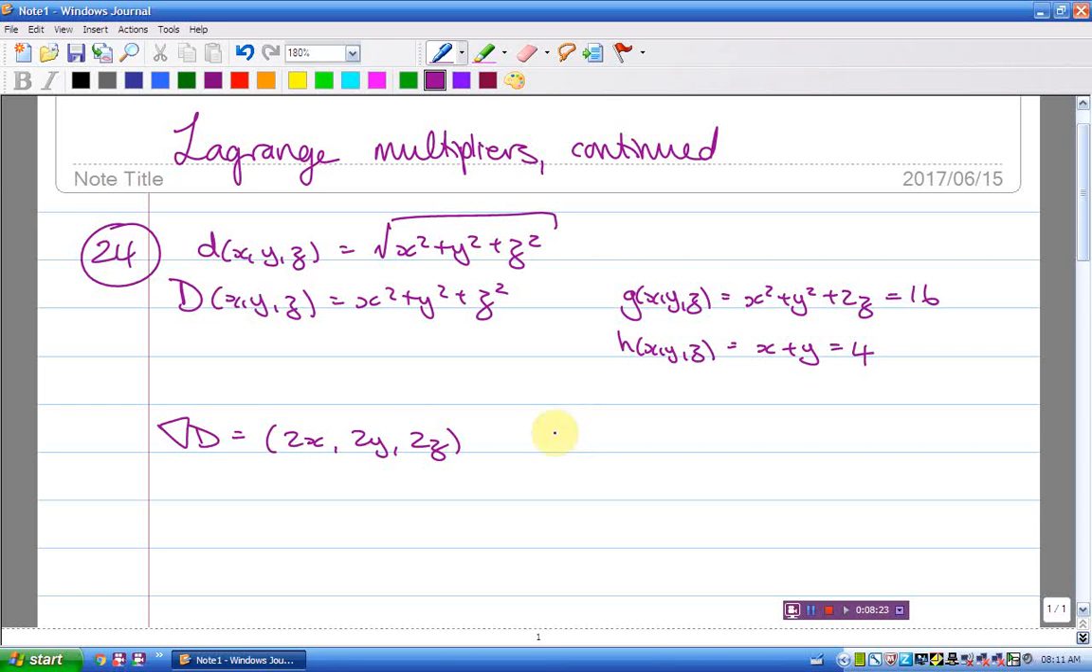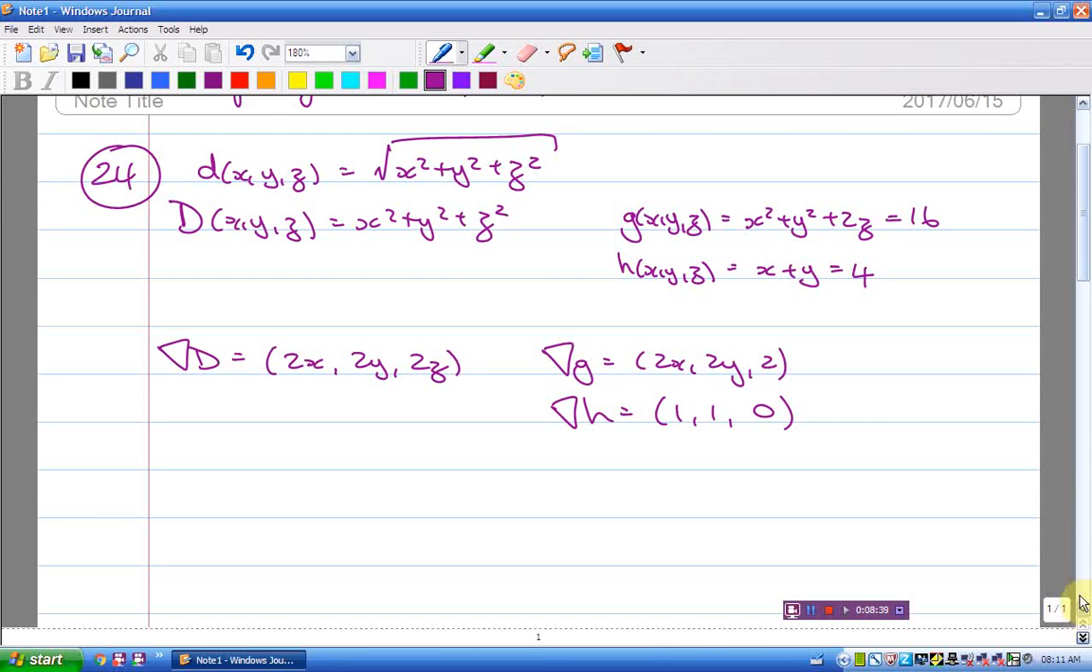Okay, so there's my grad D. My grad G is 2x, 2y, 2. My grad H is 1, 1, 0, because there is no z in it. Okay, I'm now going to have two actual multipliers. Remember, lambda was my multiplier. I'm now going to have a lambda and a mu. I'm going to have that my grad D equals lambda grad G plus mu grad H. So 2x equals 2 lambda x plus mu.